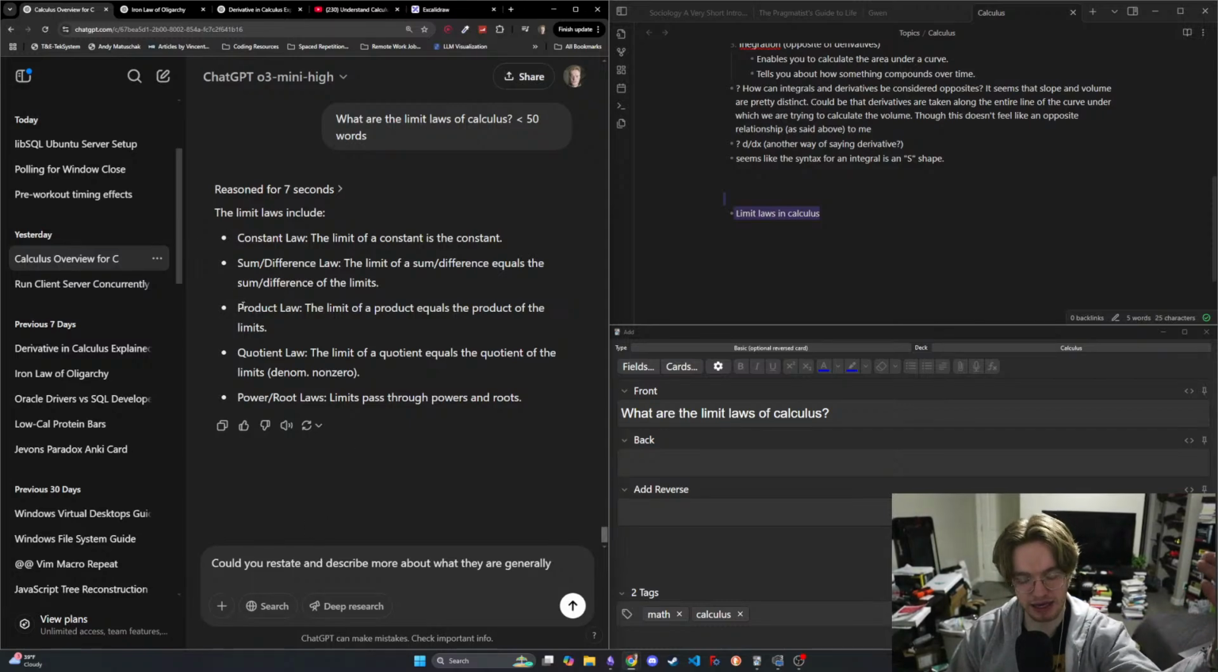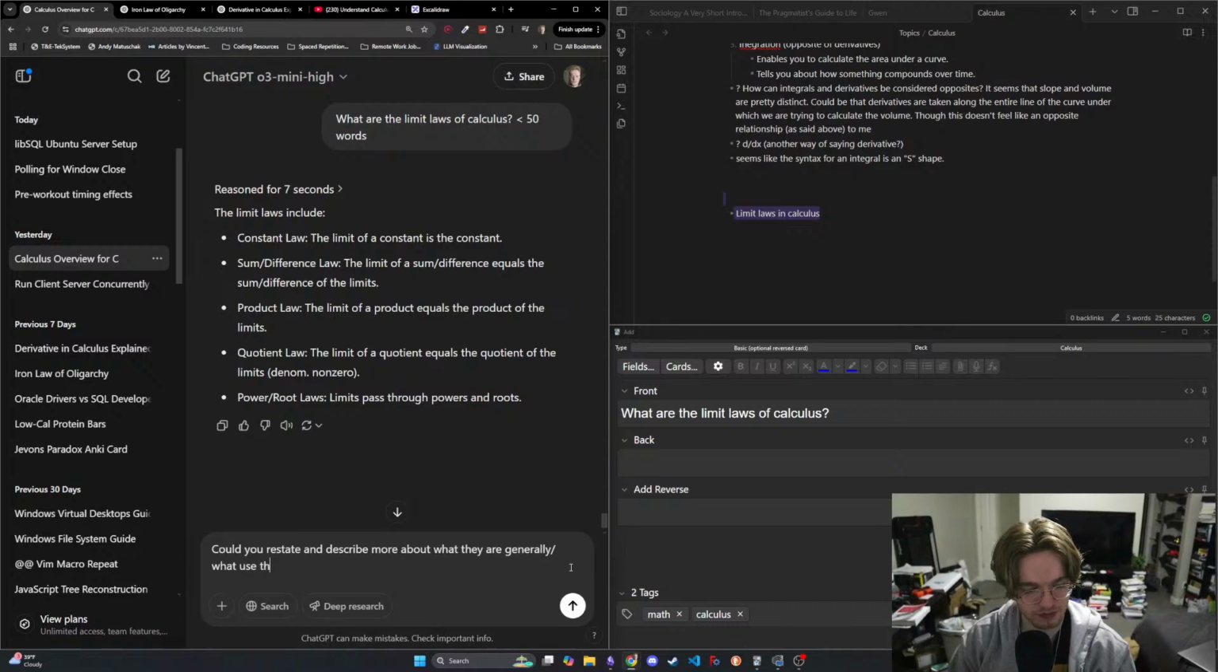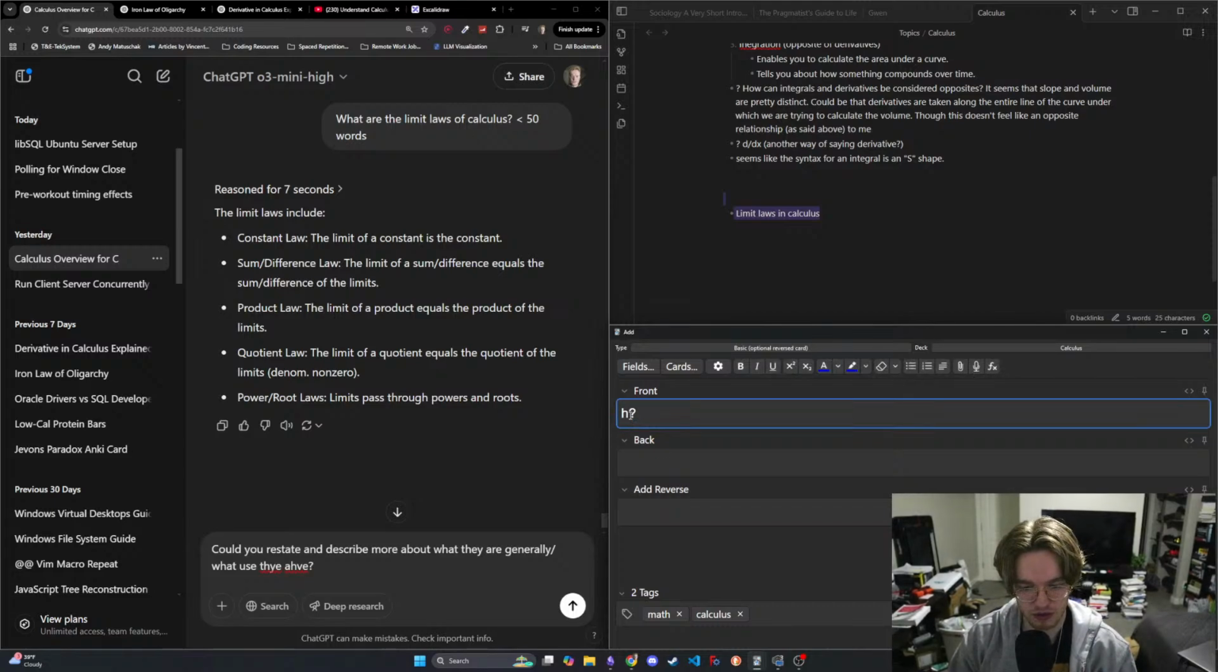So it gave me a sort of ostensive definition for what the limit laws are. I'm looking for more of a practical definition of what use the limit laws are within calculus. And so actually I should just rephrase my question. The use of limit laws.